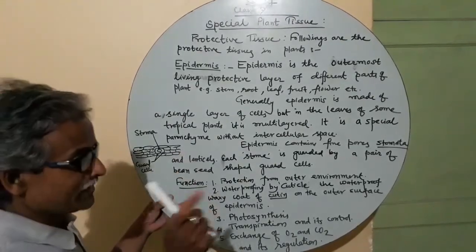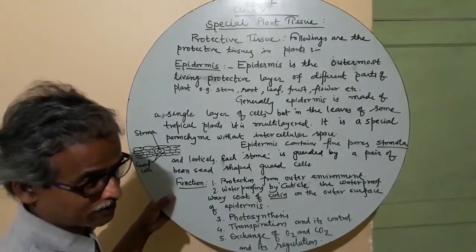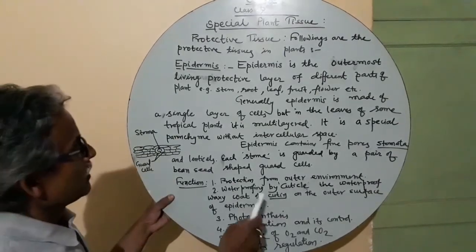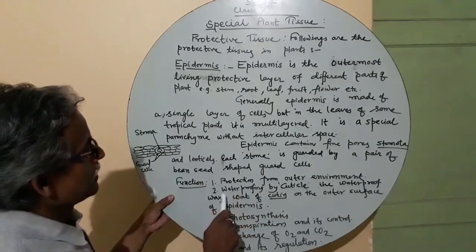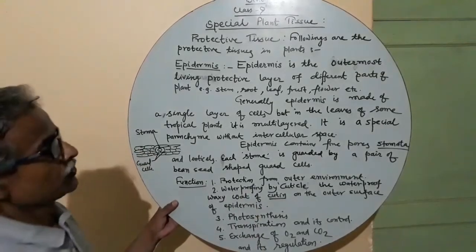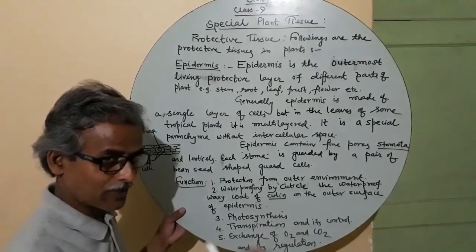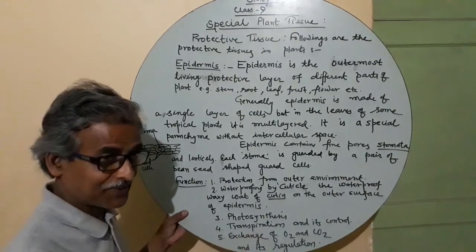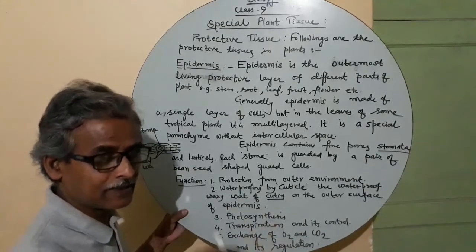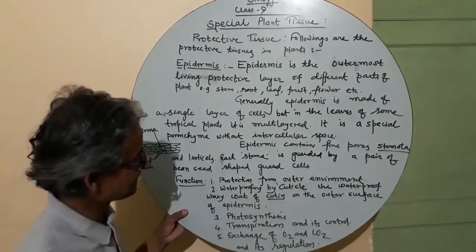So the major function of this epidermis is protection of the organs of the plant, no doubt. It makes the surface waterproof due to cuticle, and it also protects water. Excess of transpiration and entry of unwanted water, both are checked by this layer.